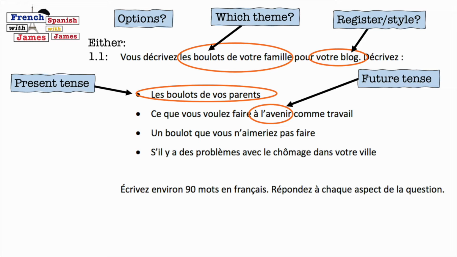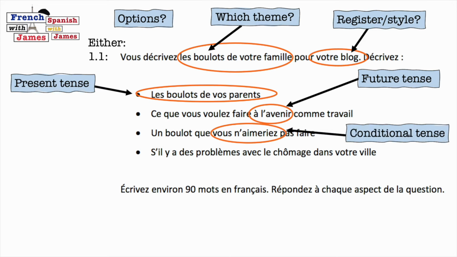The best thing is to reuse the words from the bullet point. For example, we could start off à l'avenir and then say je vais être, or je serai, or je voudrais être, and then talk about what occupation you'd like. The third bullet point asks us what we would not like to do for a job, so that's the conditional. We can respond to that one with the conditional. And finally, if there are problems with unemployment in your town, that one's present tense. So these bullet points are quite good because here it's forcing us to use the present, the future, and the conditional at the very least.